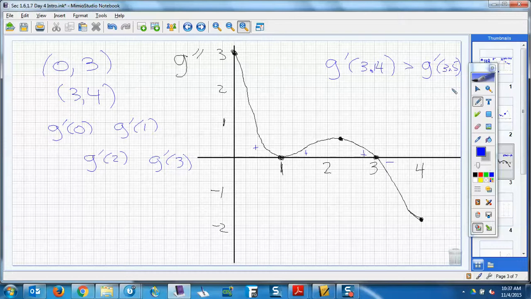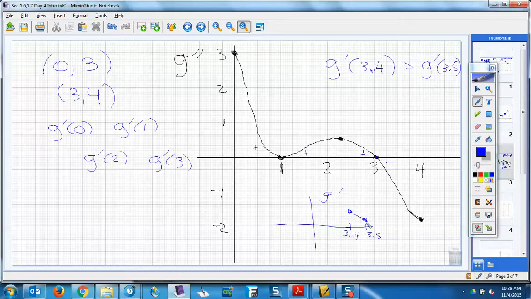Isn't G prime still increasing from 3.14 to 3.5? No, because G double prime's negative. I was thinking between 0 and 3. Yeah, between 0 and 3, because we just got to talk about G prime increasing on these, right? But after 3, G prime is going down. Okay? G prime is going down. So if I was going to plot G prime, here's 3.14, and I don't know where it is, but let's say it's there. And here's 3.5, and this graph's going down. So there's 3.5. So the y value of 3.14 has got to be bigger than the y value of 3.5.